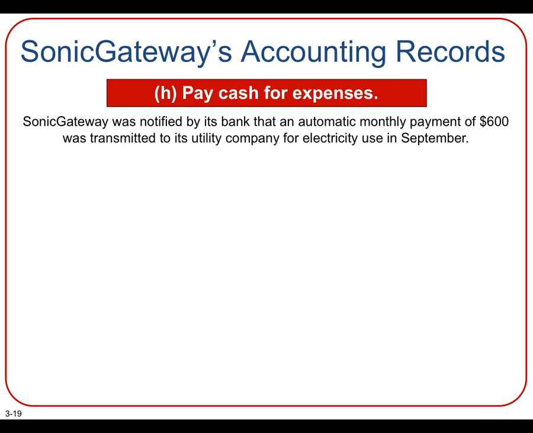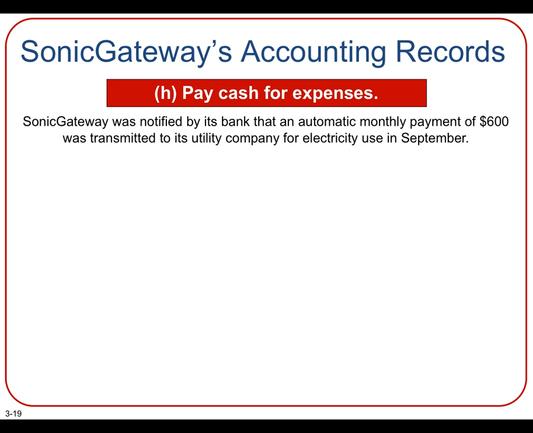Not trial balance, I'm sorry, it's a T account. So now here's transaction H. You pay cash for an expense. Sonic Gateway was notified by its bank that an automatic monthly payment of $600 was transmitted to its utility company for the electricity used in September.